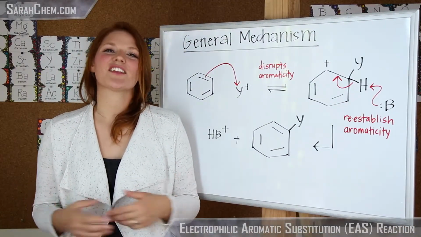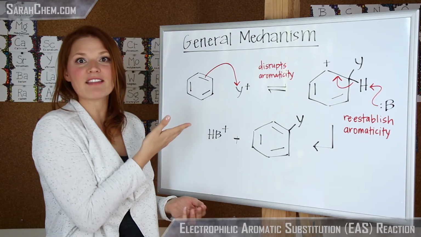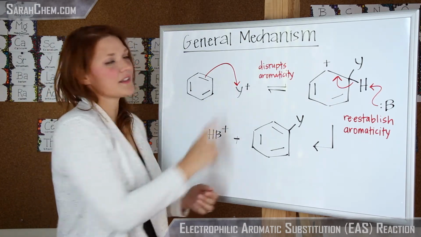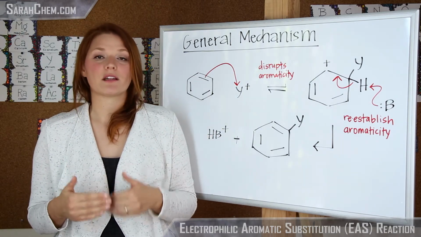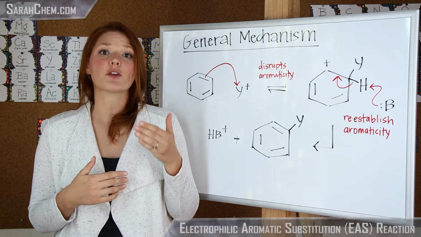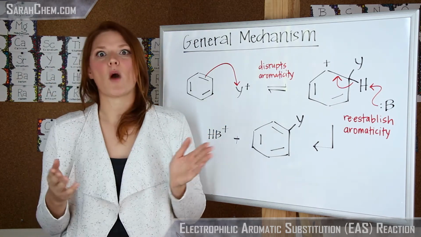Okay, so now let's take a look at the general mechanism for this reaction. Over here we have our aromatic compound. In this case we have benzene, and this is going to be our generic electrophile. There are a lot of options for what that electrophile could be, and there are generally a few preparation steps in order to prepare it for reaction, but for now we're just going to call it Y+.